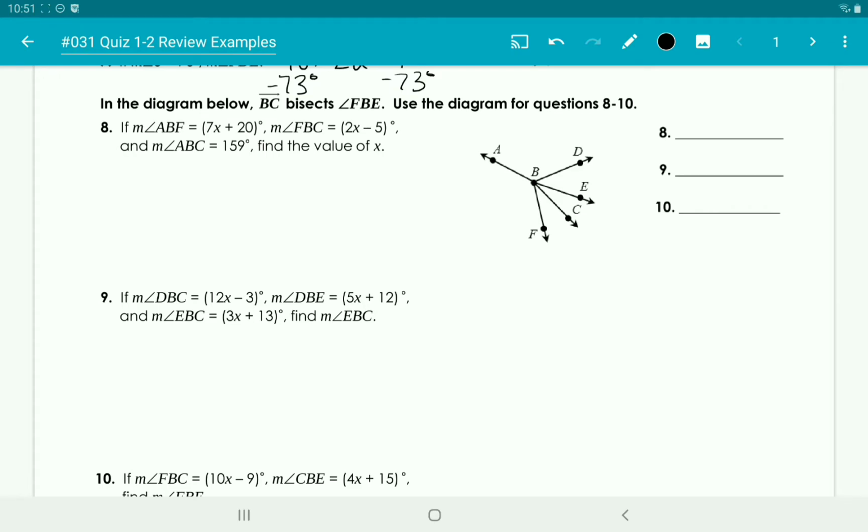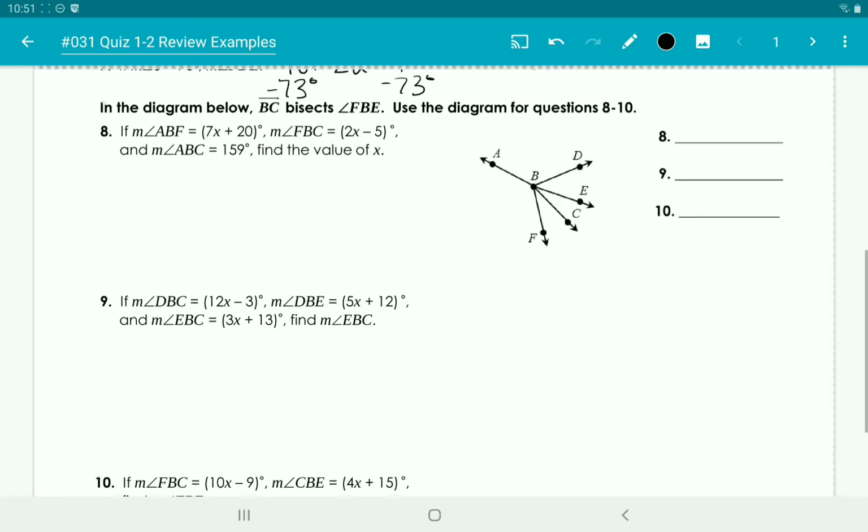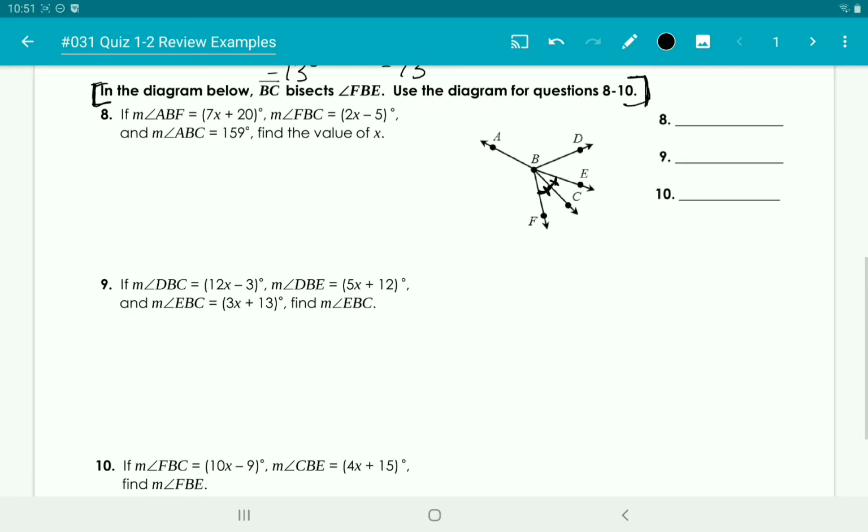So if we look at number 8, again, look at what it tells you in the beginning first. In the diagram below, BC, so this ray right here, bisects the angle it goes through. So these two angles are the same. Okay? And then it tells us to use the diagram for questions 8 through 10.